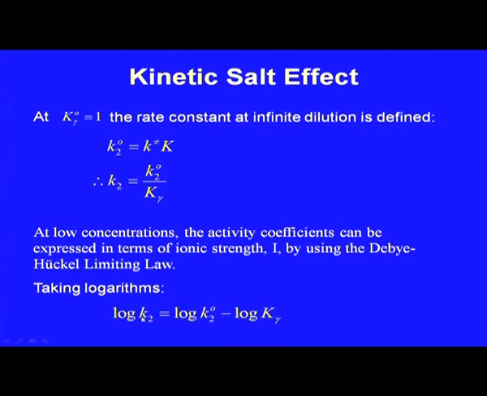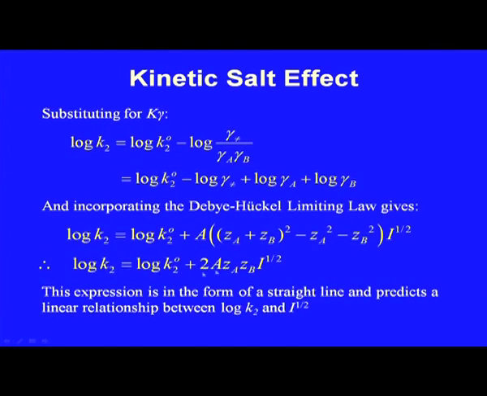It relates the rate constant at zero ionic strength and log k to the ratio of the activity coefficients. So this is a very simple, elegant relation, and if we simplify it, we find that log k2 is equal to log k2 0 plus this factor. This factor is responsible for the modification of the rate constant with ionic strength.